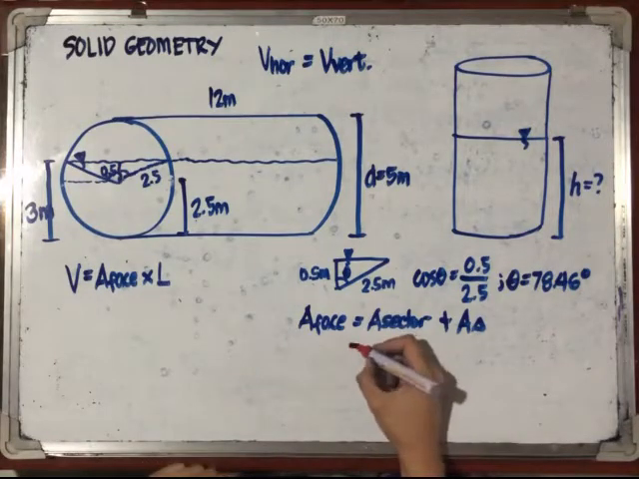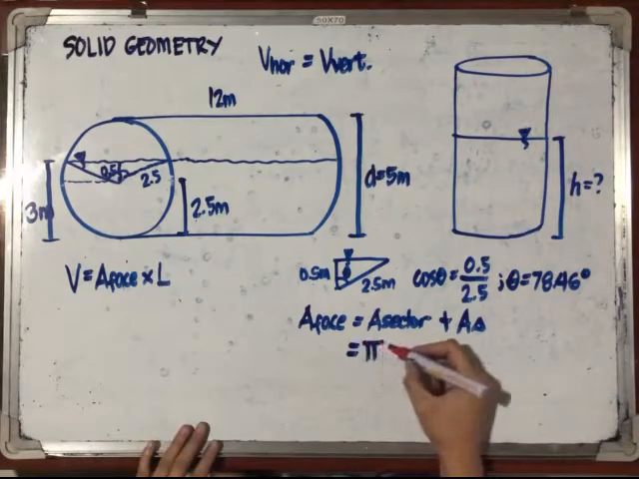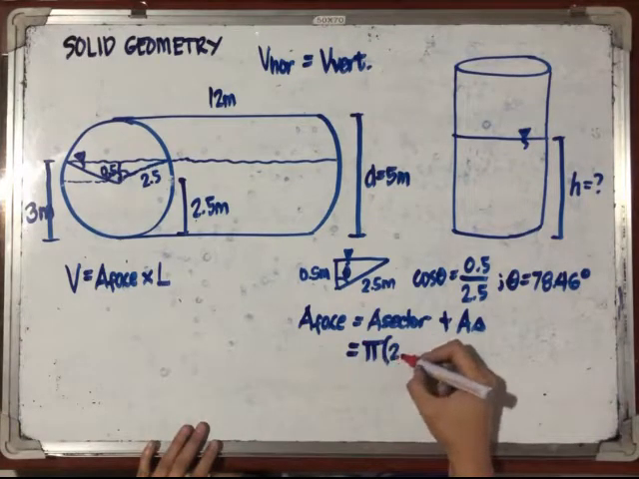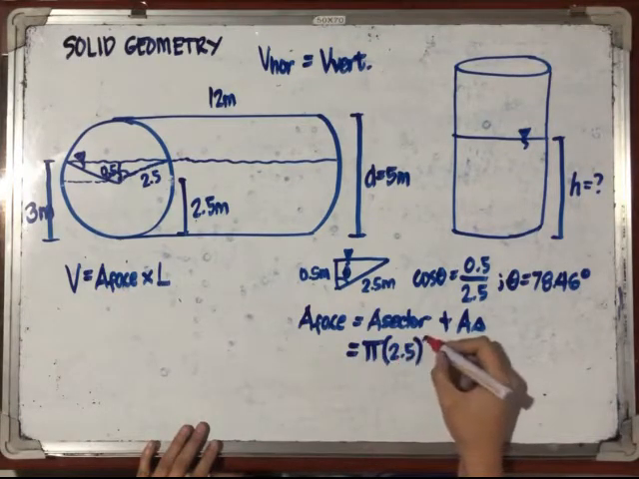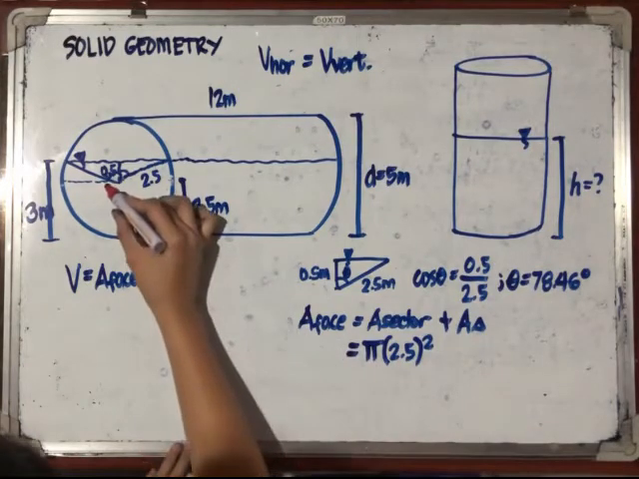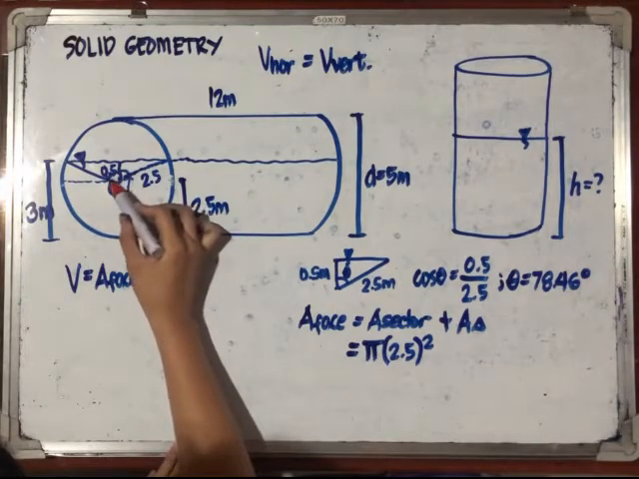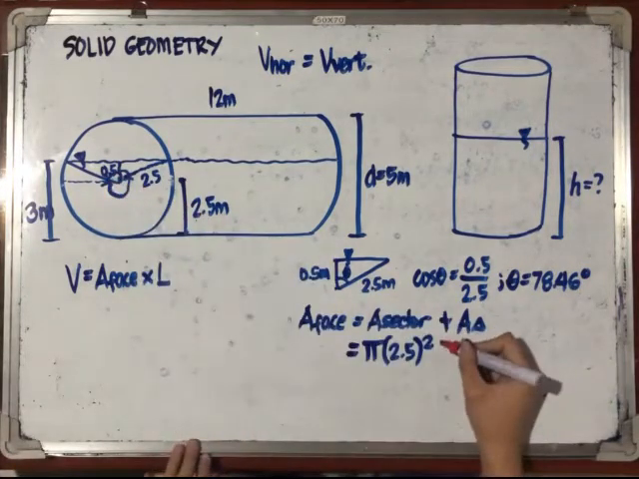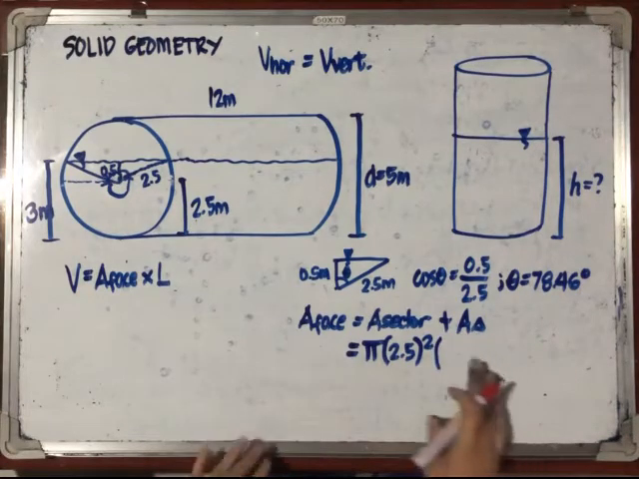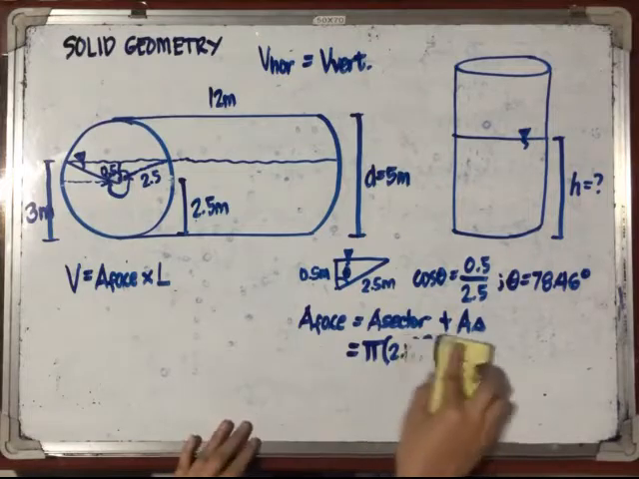How do we get the area of the sector? Area of the sector is pi r squared, with the radius 2.5. That's the area of the circle, right? And then iproportionate mo siya ngayon with this remaining angle here, times theta over 360. Wait, before we proceed with this one, let me write the formula para hindi kayo malito.